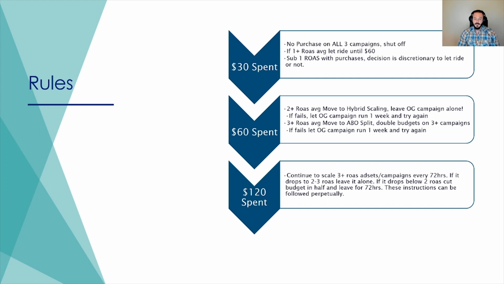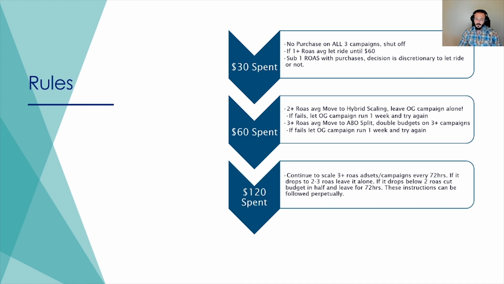Now, $120 spent, so day 4, just continue to scale the 3+ ROAS ad sets every 72 hours. You make an adjustment, you wait 72 hours. That's 3 days. You wait 3 days, and then you look at the ROAS again off of a 3 to 4 day average. So just select on your ads manager the last 4 days, and if it's above a 3, you can double your budget. If it's below a 3, leave it alone. If it's below a 2, cut your budget in half. And if you're scaling down, make sure you leave your budget alone for 72 hours again.